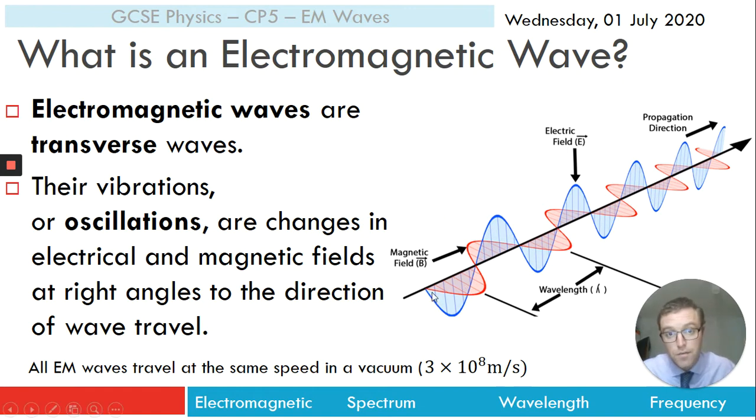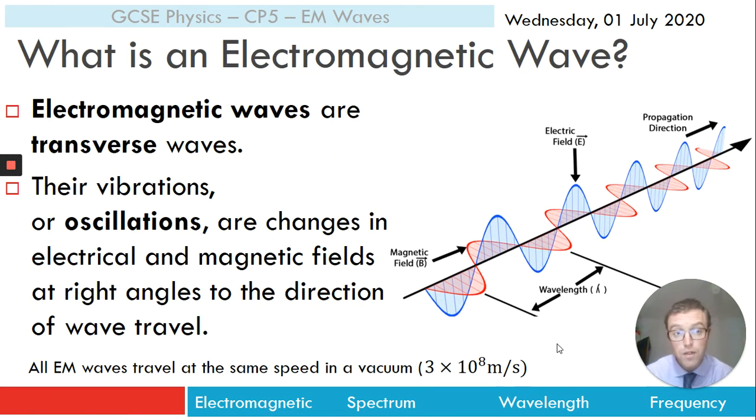In an electromagnetic wave, like this one pictured, the oscillation, as we saw in the previous slide, is at right angles to the direction of wave travel. So, electromagnetic waves are transverse waves. Their vibrations or oscillations are changes in the electrical and magnetic fields at right angles to the direction of wave travel. And as it says at the bottom, all electromagnetic waves travel at the same speed in a vacuum, 3 times 10 to the 8 meters per second. That is 3 followed by 8 zeros.